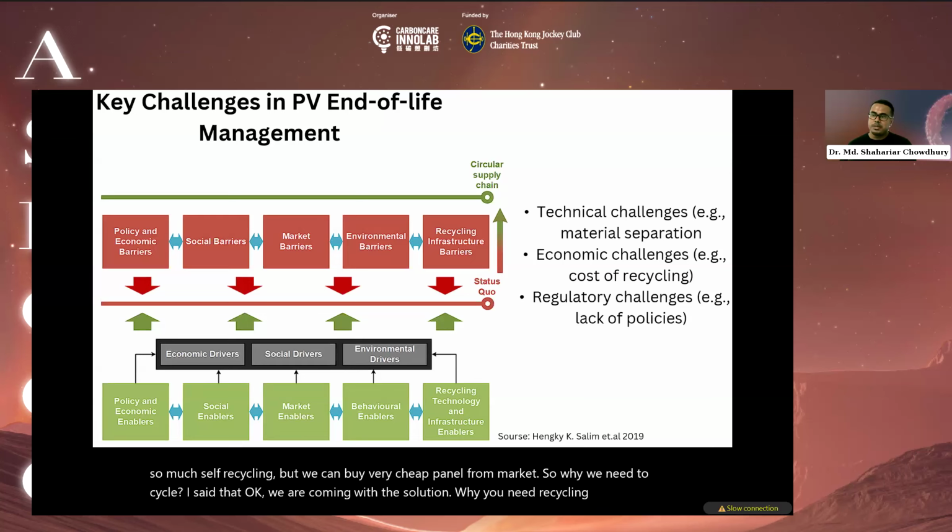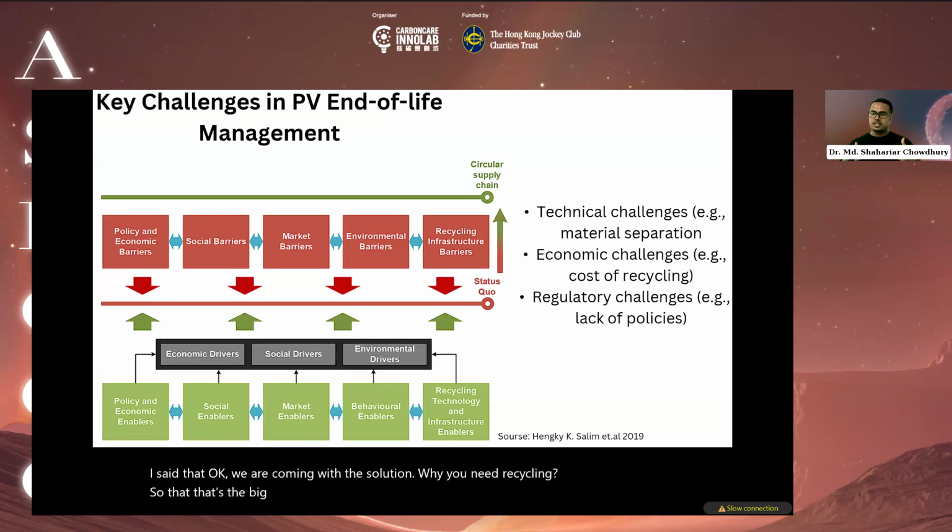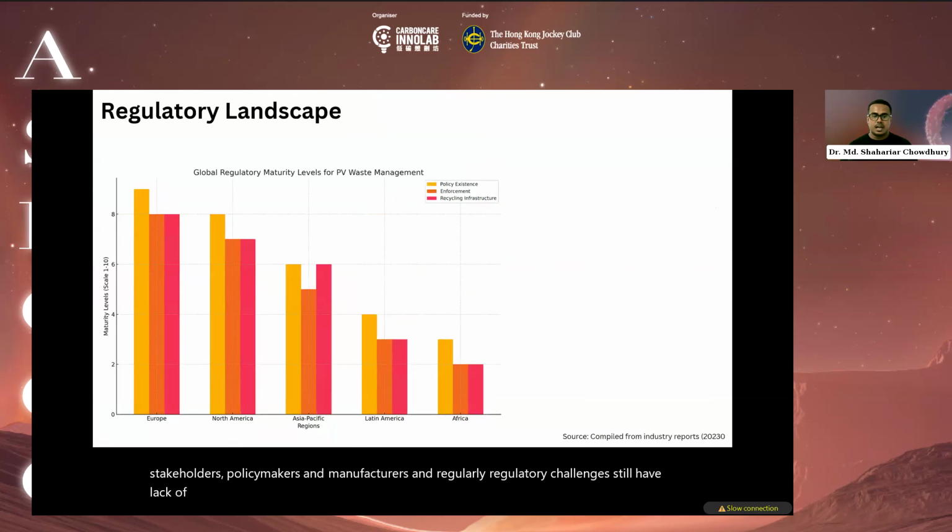So those are the big challenges: the gap between the different stakeholders, policymakers, and manufacturers. And regulatory challenges still exist. Here we can see how far we are, like Africa and Asia.